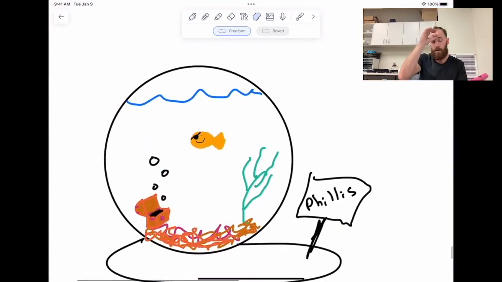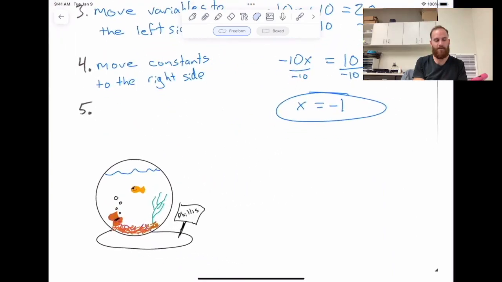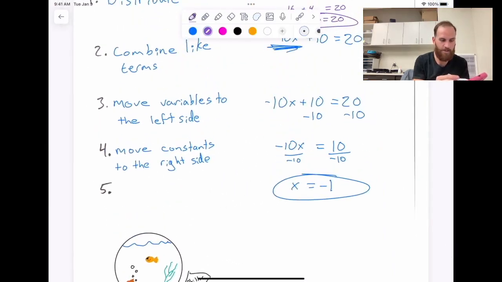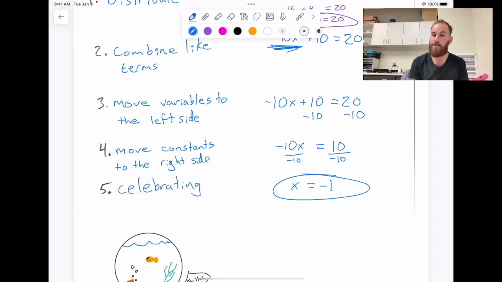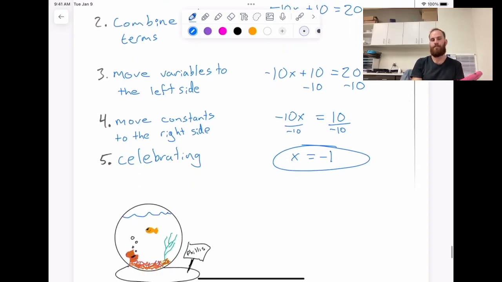Okay. All right, folks, so that is generally how we do this, okay? Make sure you're also celebrating once you check your answer and you get that it's right, okay?